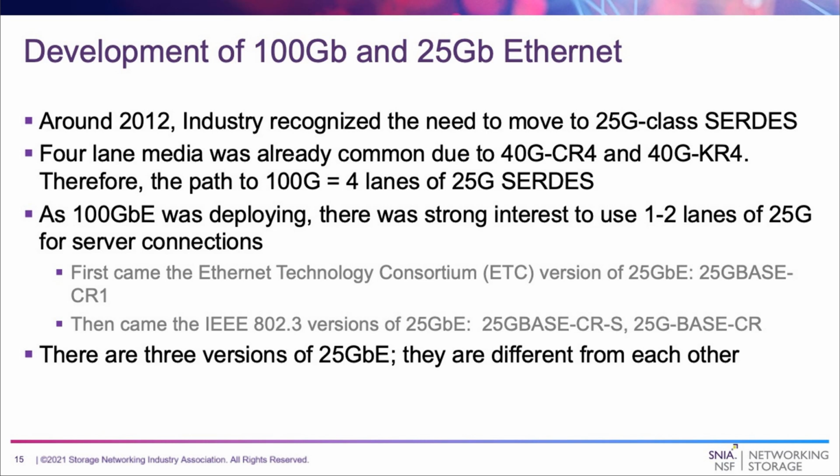As 100 gigabit Ethernet was deploying, there was strong interest from a number of companies inside the industry to use 1 or 2 lanes of these 25 gig SerDes for server connections. First came the Ethernet Technology Consortium version of 25 gig Ethernet called 25G base CR1. Then came the IEEE 802 versions of 25 gigabit Ethernet, the 25G base CRS and 25G base CR. There are 3 versions of 25 gigabit Ethernet. They are different from each other, and we'll cover those details in the next slide.